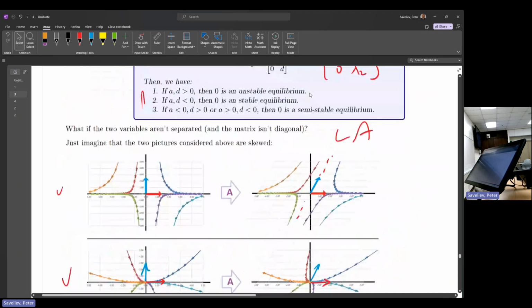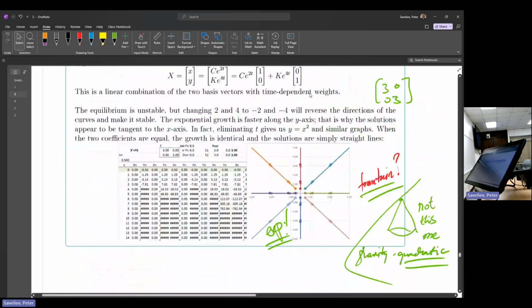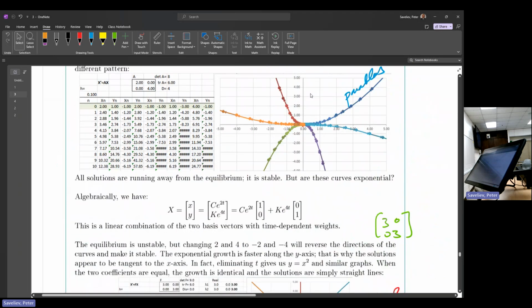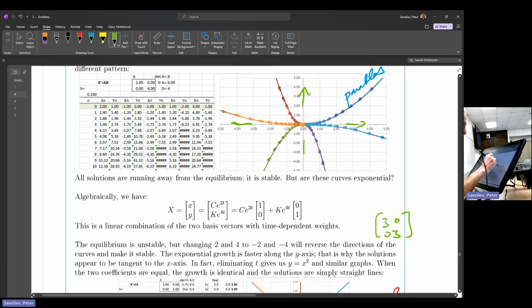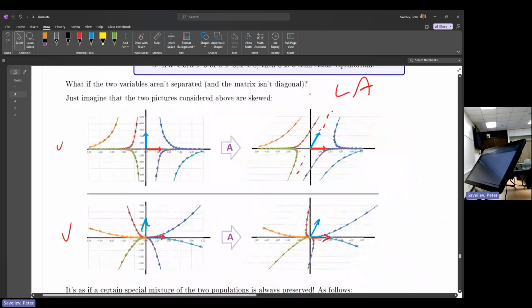And then these are the examples. When we're really lucky, every solution is a straight-line solution, but that's the degenerate case. Otherwise, these are the solutions. Both of them are positive, so they're running away in this fashion. So these are the characteristic solutions for the initial example.